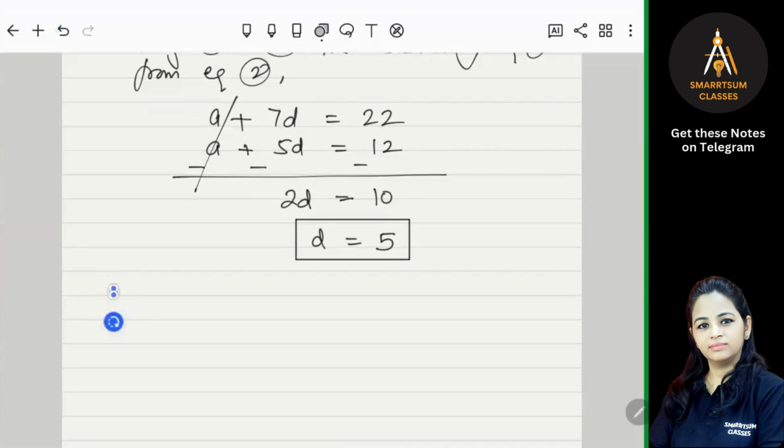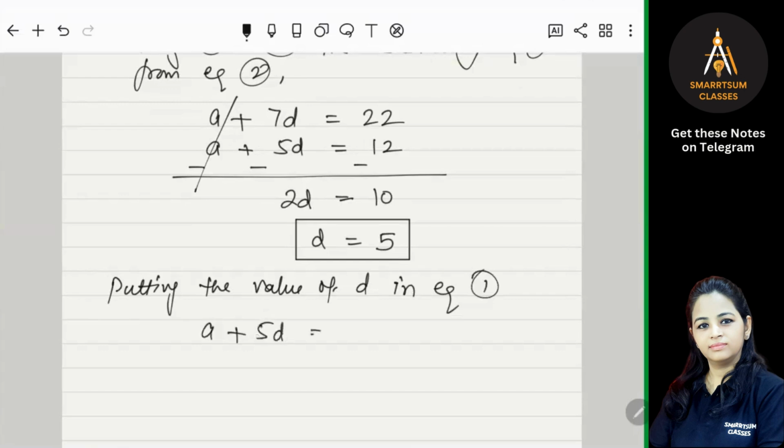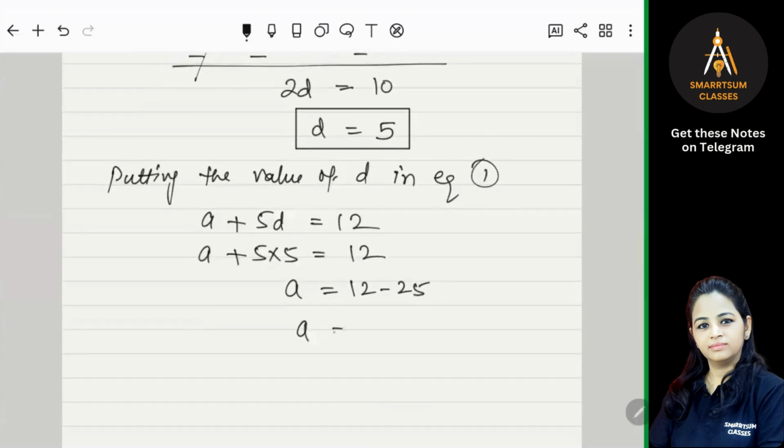Now by putting the value of d in any of the equations, let's suppose in equation number 1. Equation number 1 is a plus 5d is equal to 12. Now d is 5, so a plus 5 into 5 is equal to 12. a is equal to 12 minus 25, and therefore a is minus 13. In this way we have got the value of a. a is minus 13, which is the first term.